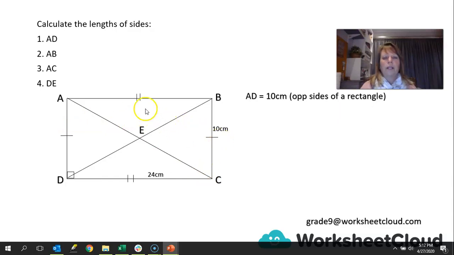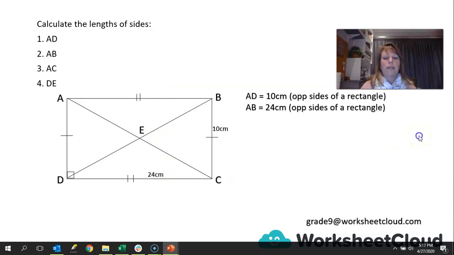How do we know it's a rectangle? We'll have a look. First of all, opposite sides are equal in length, and we've got one angle being 90 degrees, which means that all angles are going to be 90 degrees. So AD is equal to 10. We then have to work out AB. AB is equal to 24. Again, opposite sides of a rectangle.